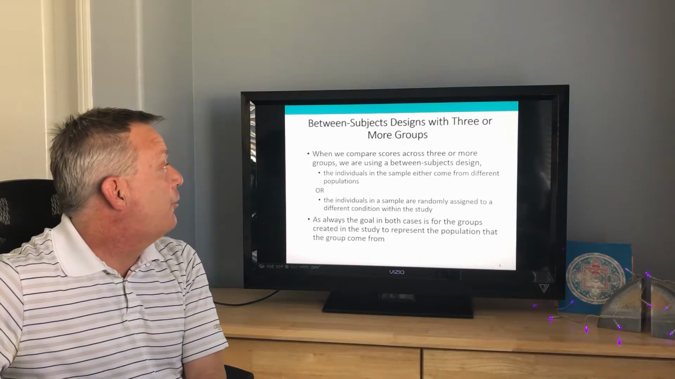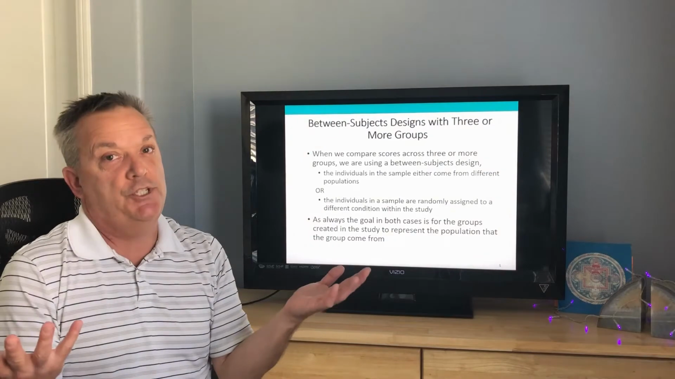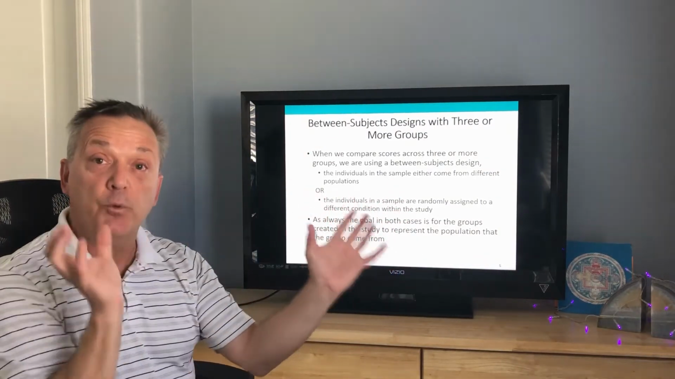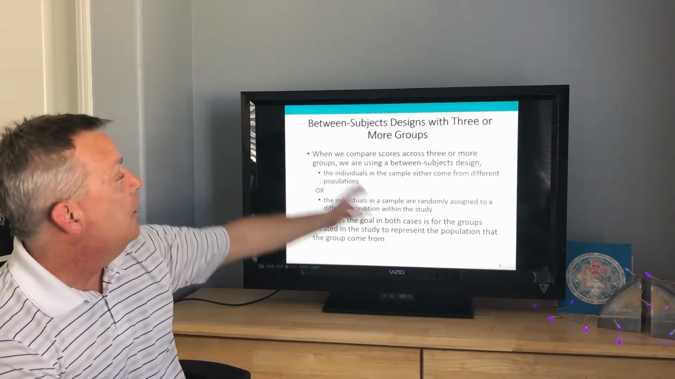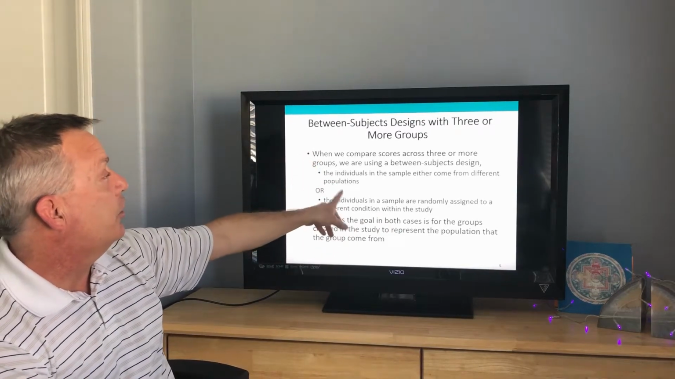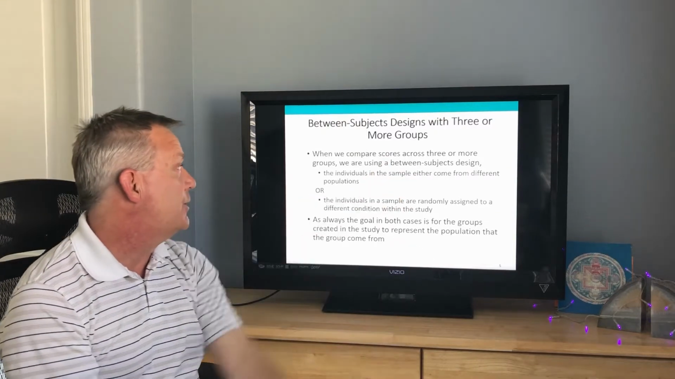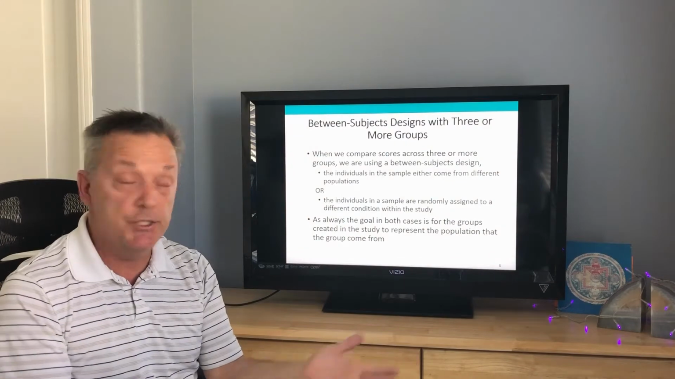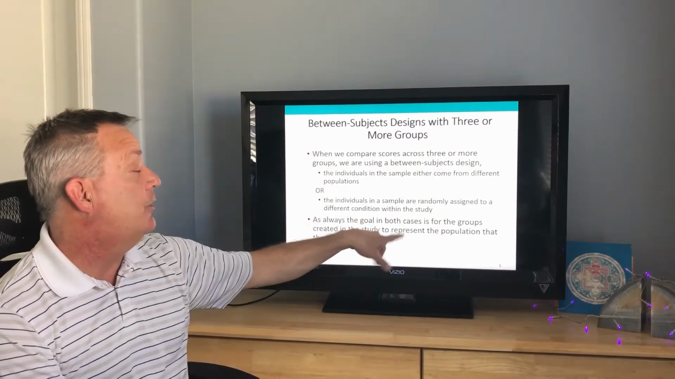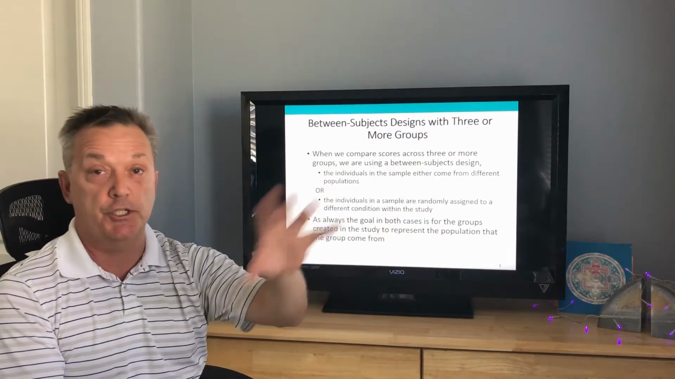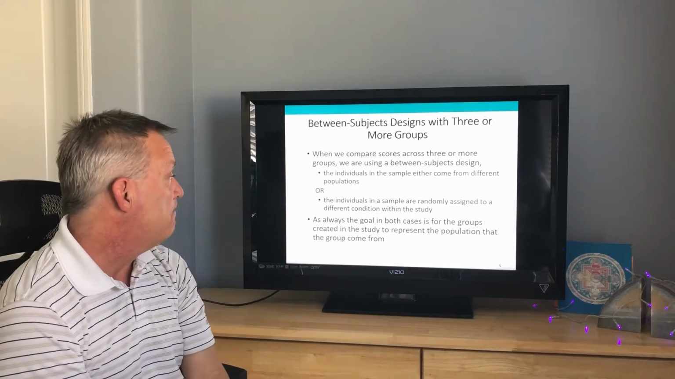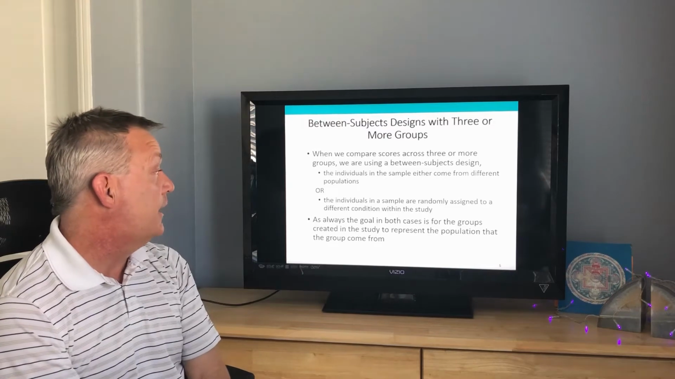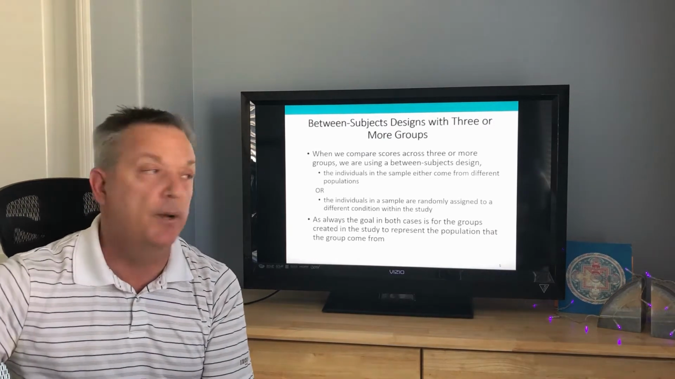Between subjects design with 3 or more groups, that's what we're studying right now, right? Instead of comparing 2 groups, we now have 3 or more groups. When we compare scores across 3 or more groups, we're using a between subjects design. The individuals in the sample either come from different populations, right? Or the individuals in the sample are randomly assigned to different conditions. They're exposed to different conditions within the study. As always, the goal in both cases is for the groups created in the study to represent the population that they came from, right?